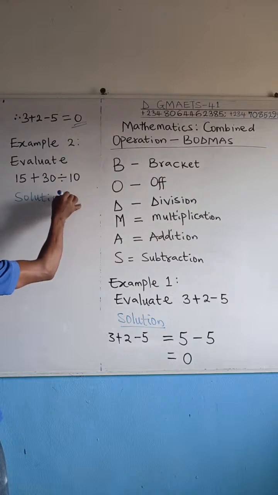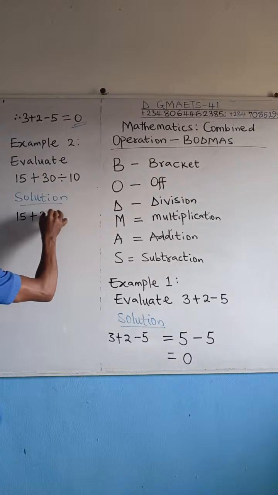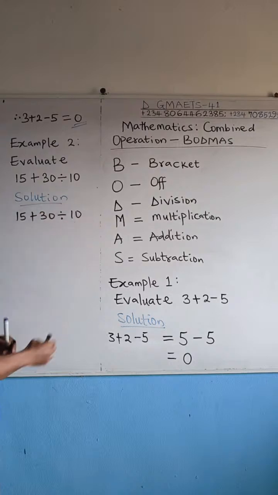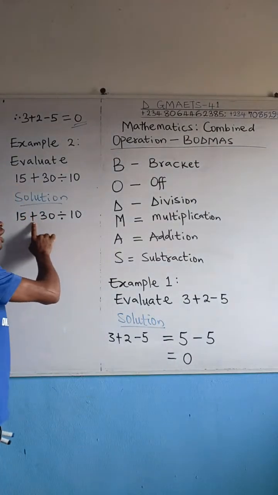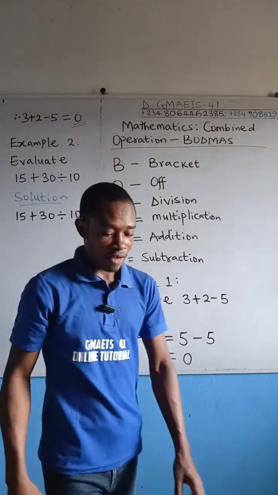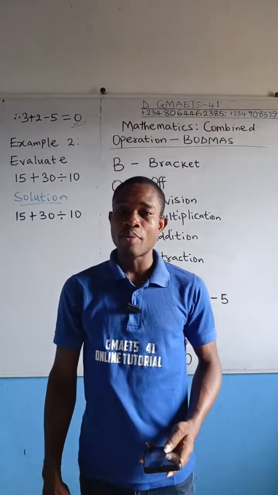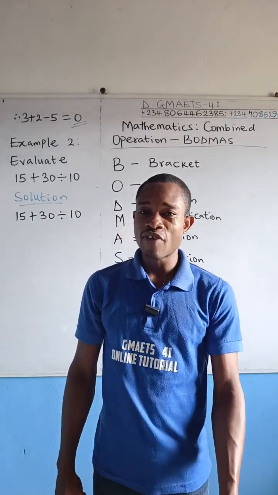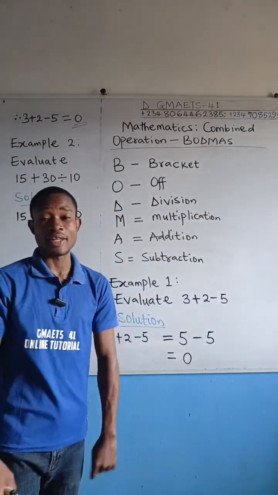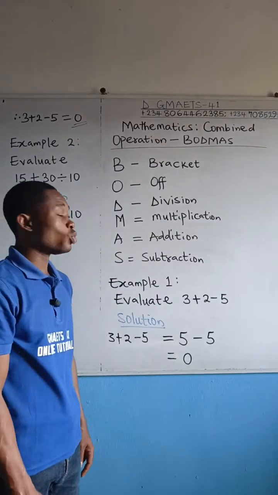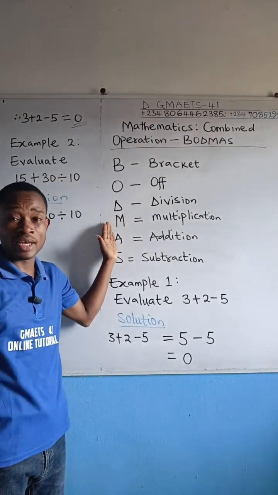Solution. If you look at the question, we have 15 plus 30 divided by 10. So how many basic operations do we have here? We have plus and we have divide. So if I ask you from the rule of BODMAS, plus and divide, that is addition and division. Which one comes first? Look at it. That is why you have to memorize these BODMAS and their meaning.